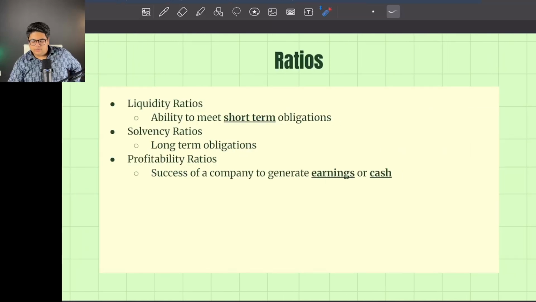So now let's go over some of the ratios. Basically, there's three kinds of ratios that can exist. Number one is a liquidity ratio. This is your company's ability to meet short-term obligations. Next up are solvency ratios. These are for your long-term obligations. So this is basically like current liabilities, long-term liabilities. Next up, you have your profitability ratios. This is basically the success of a company to generate earnings or cash. You're going to have stuff like earnings per share, dividend yield, etc.